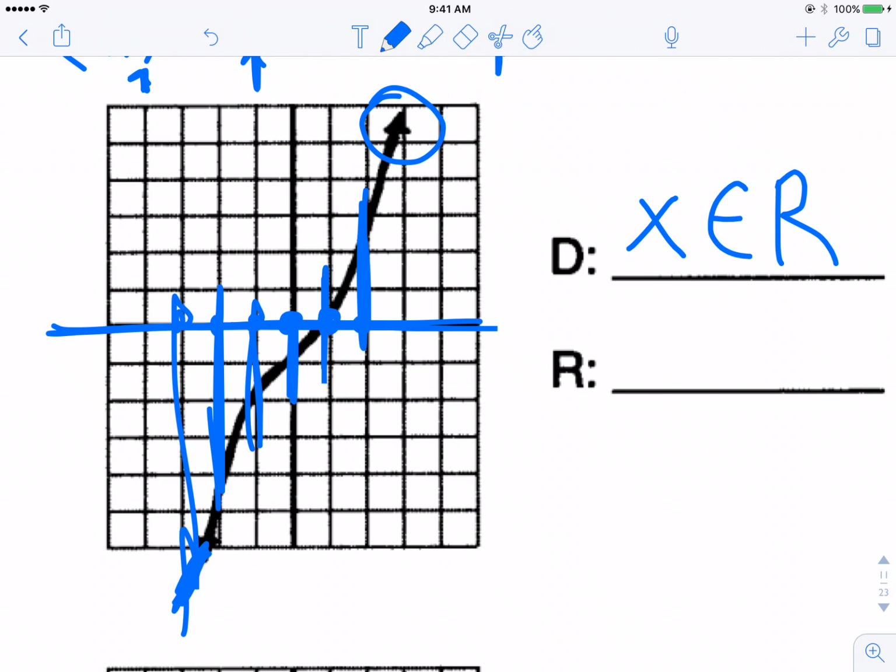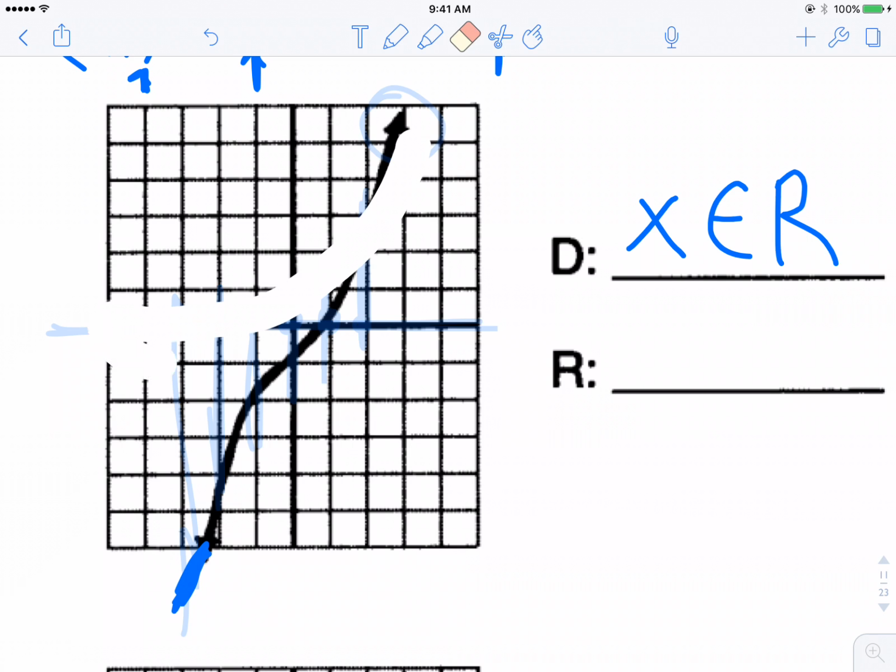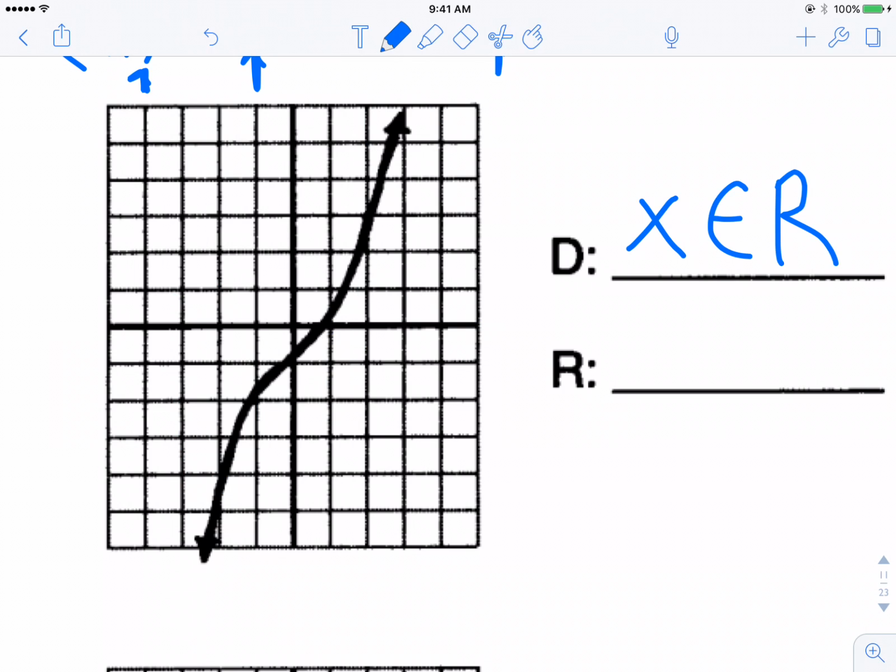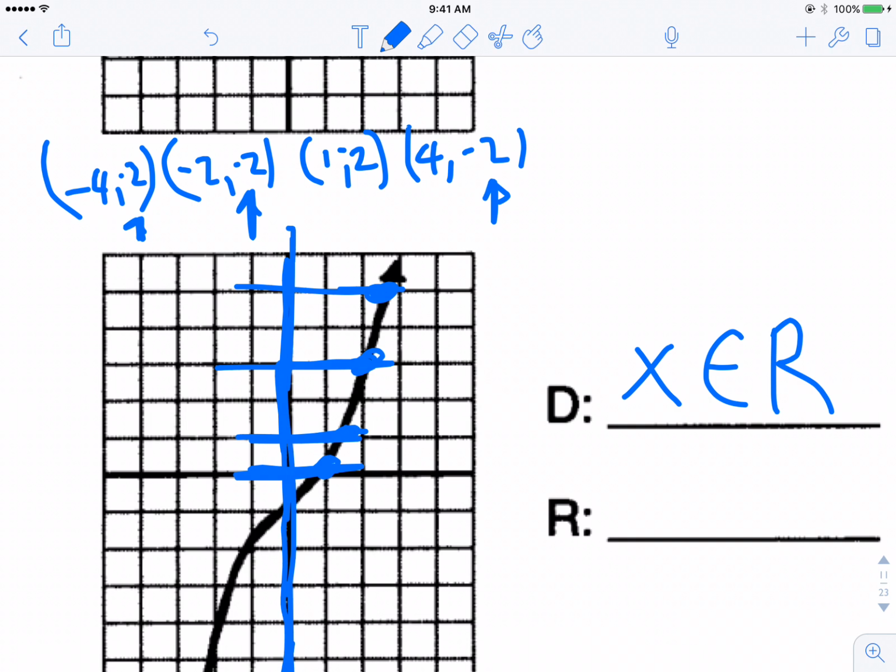Okay. And for range, we do a similar process. Can our range have a y value? Our y-axis is the vertical one. Can it be 0? Yes, it crosses right there. Can it be 1? Yes. Can it be 4 or 3? Right there. 5, right there. Can it be 1,000,000 way off the grid? Sure, eventually, because this arrow is pointing up, it's going to continually go up.